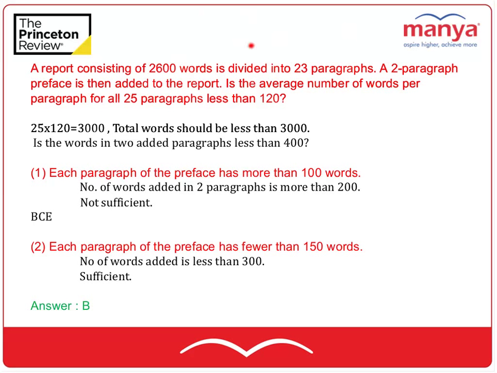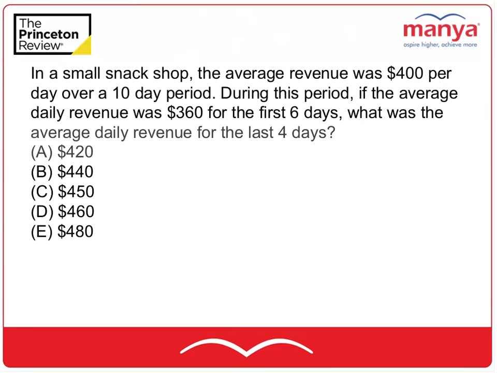So now moving on to the next question. Yeah, so this is a problem solving question. In a small snack shop, the average revenue was $400 per day over a 10-day period. During this period, if the average daily revenue was $360 for the first 6 days, what was the average daily revenue for the last 4 days?